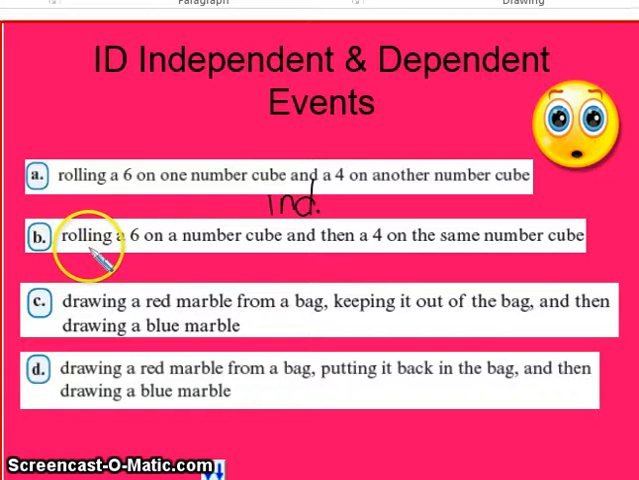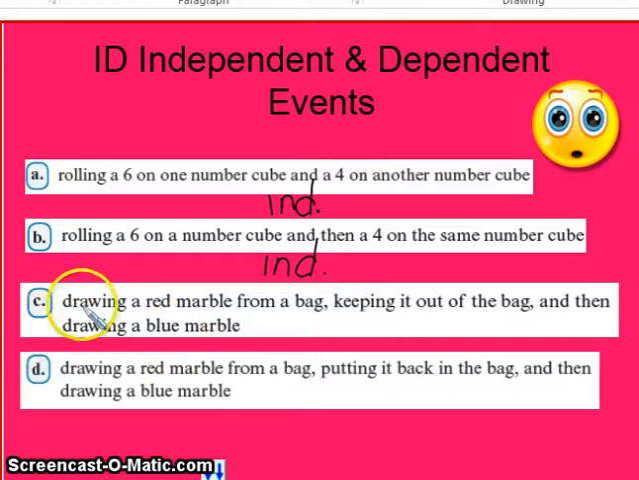Part B says rolling a 6 on a number cube and then a 4 on the same number cube. This is different because we're using the same number cube both times. But again, what we roll on the number cube the first time does not affect what we roll on the number cube the second time. So these events are also independent.